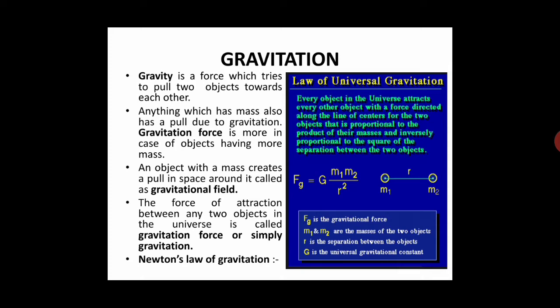As you can see, masses m1 and m2 are separated by a distance of r. So the gravitational force acting on them is F_g, where g denotes gravitational, given by capital G, the universal gravitational constant, times m1 and m2, both the masses, divided by r square, that is the distance of separation between the two masses.